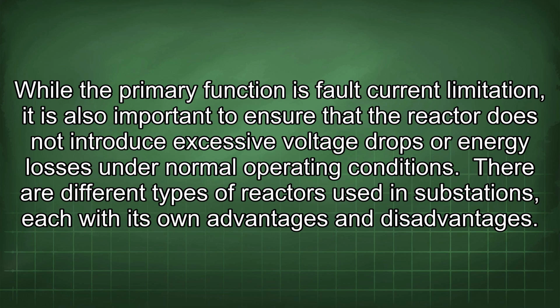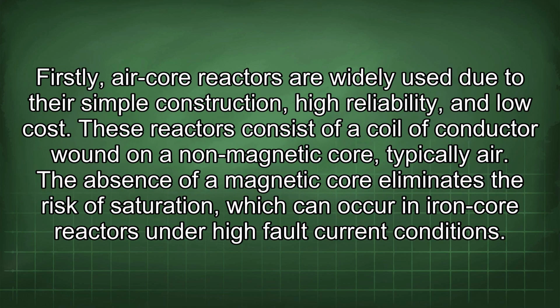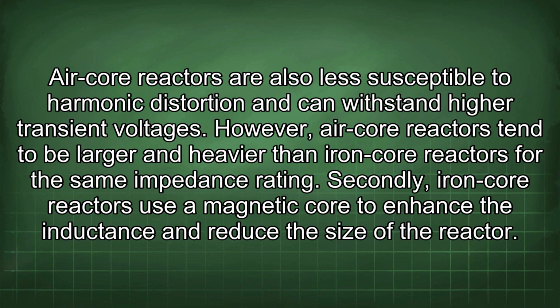There are different types of reactors used in substations, each with its own advantages and disadvantages. Firstly, air core reactors are widely used due to their simple construction, high reliability, and low cost. These reactors consist of a coil of conductor wound on a non-magnetic core, typically air. The absence of a magnetic core eliminates the risk of saturation, which can occur in iron core reactors under high fault current conditions. Air core reactors are also less susceptible to harmonic distortion and can withstand higher transient voltages. However, air core reactors tend to be larger and heavier than iron core reactors for the same impedance rating.